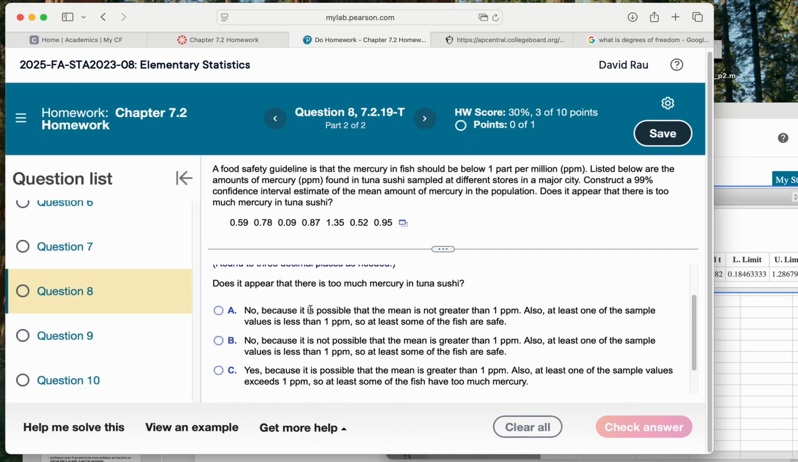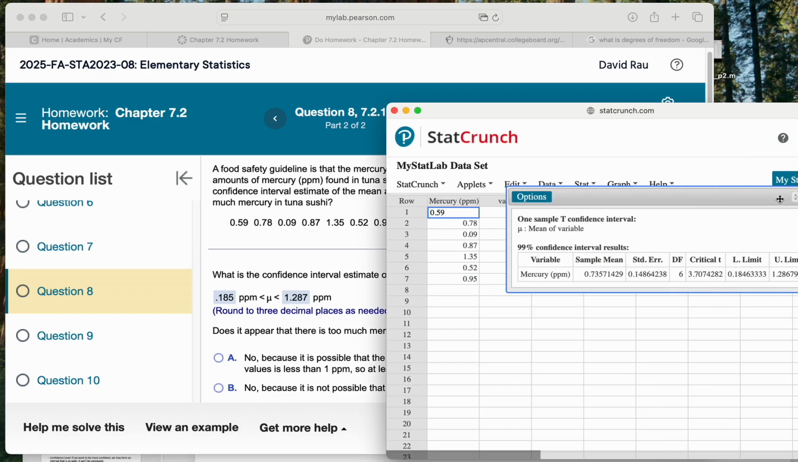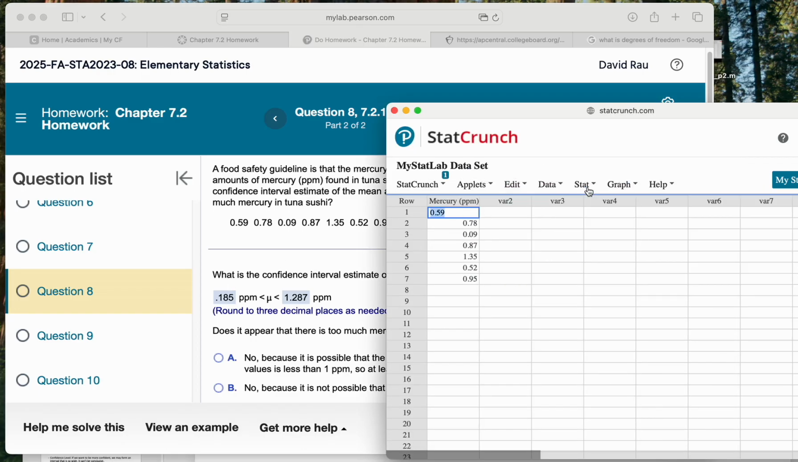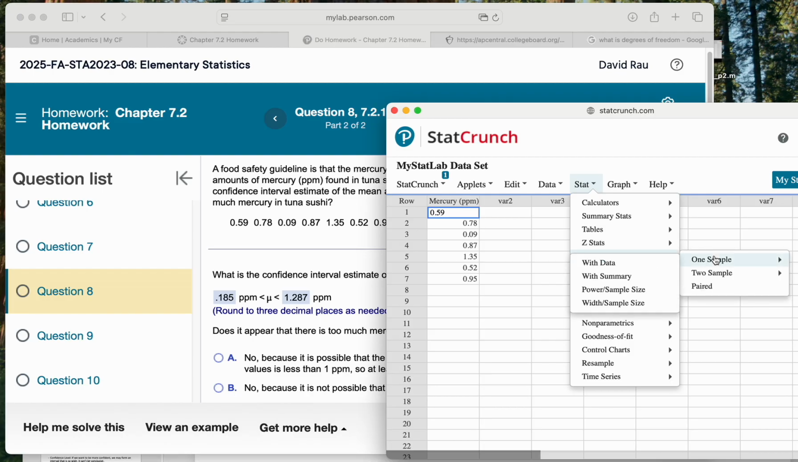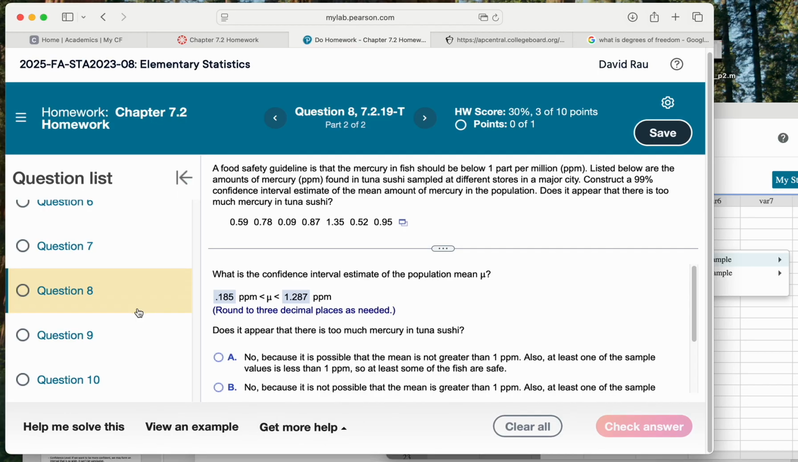So already, that was super easy to do, and I had the raw data, so I still went to t-stats, one sample, but instead of with summary and type in the standard deviation, mean, and whatever else, I just said with the actual data because I was able to copy it right from StatCrunch.